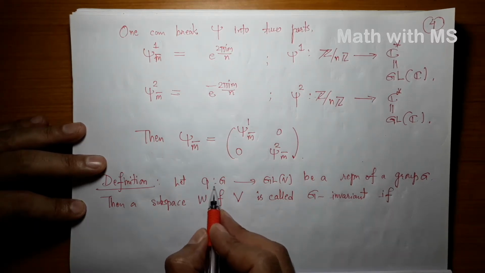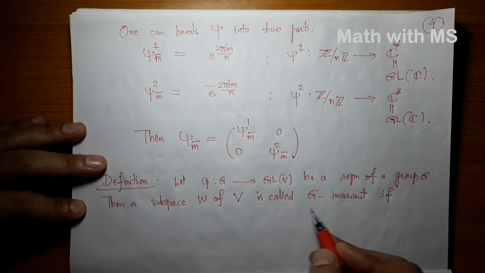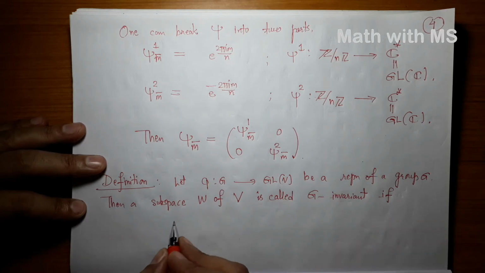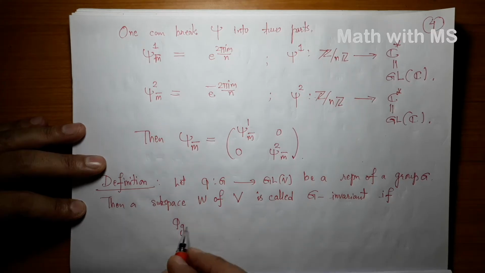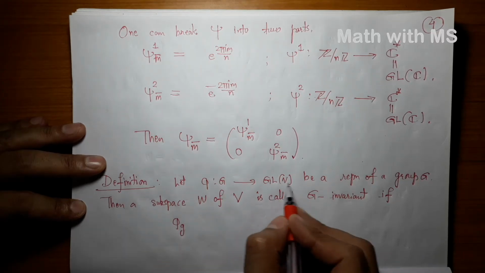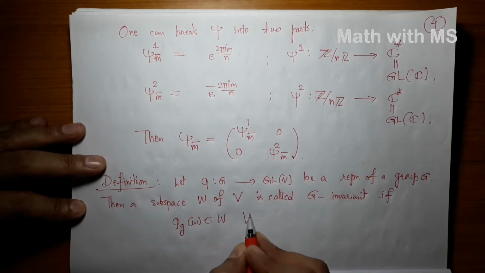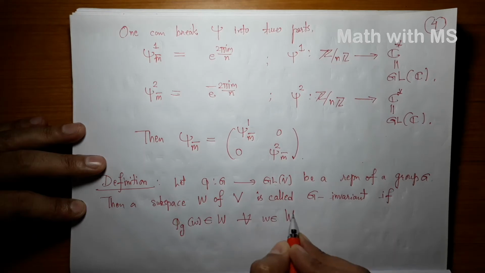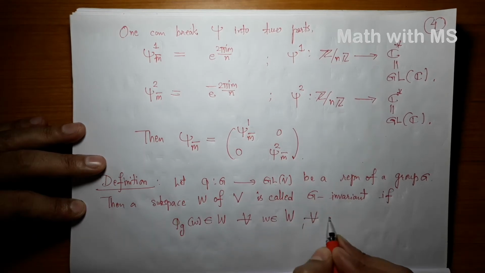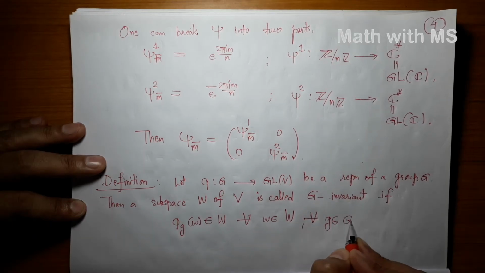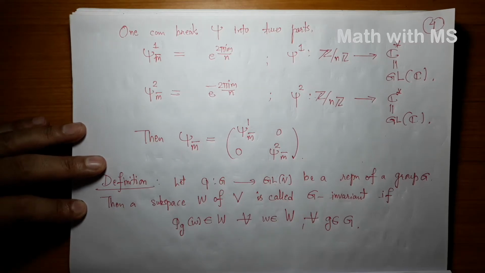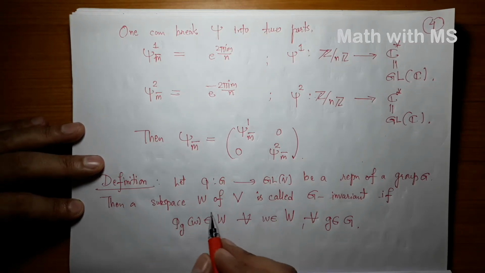You see, a representation is just an action of the group G on the vector space. So G-invariant if, look at this phi g. Each phi g is a linear transformation here. I want that whenever it acts on an element of W, it should fall in W, for all little w in capital W and for all g in the group G. Then we say that W is a G-invariant subspace.